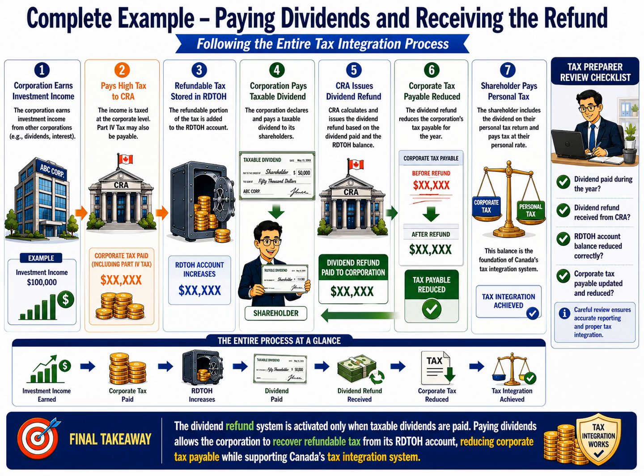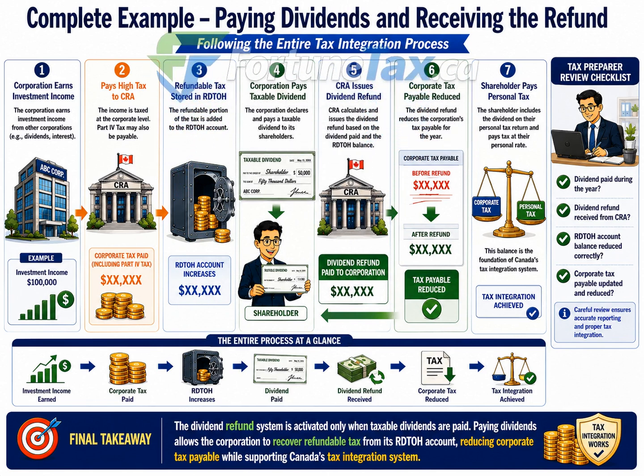As a tax preparer, there are several important points to verify whenever you review this process. Confirm that a taxable dividend was actually paid during the year. Verify that the dividend refund has been calculated correctly. Check that the RDTOH balance has been reduced appropriately. And finally, ensure that the corporation's tax payable reflects the dividend refund that was received.